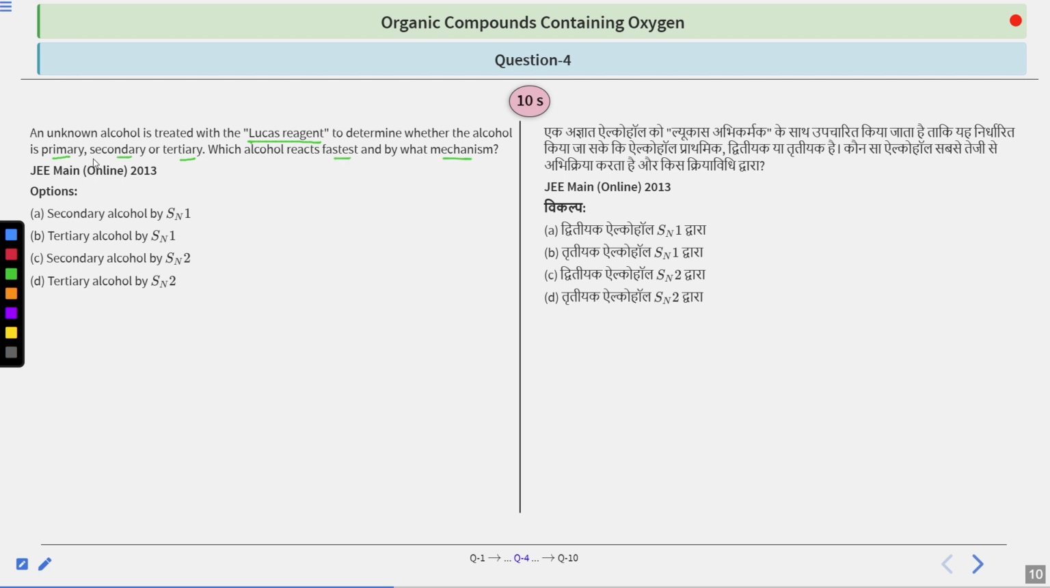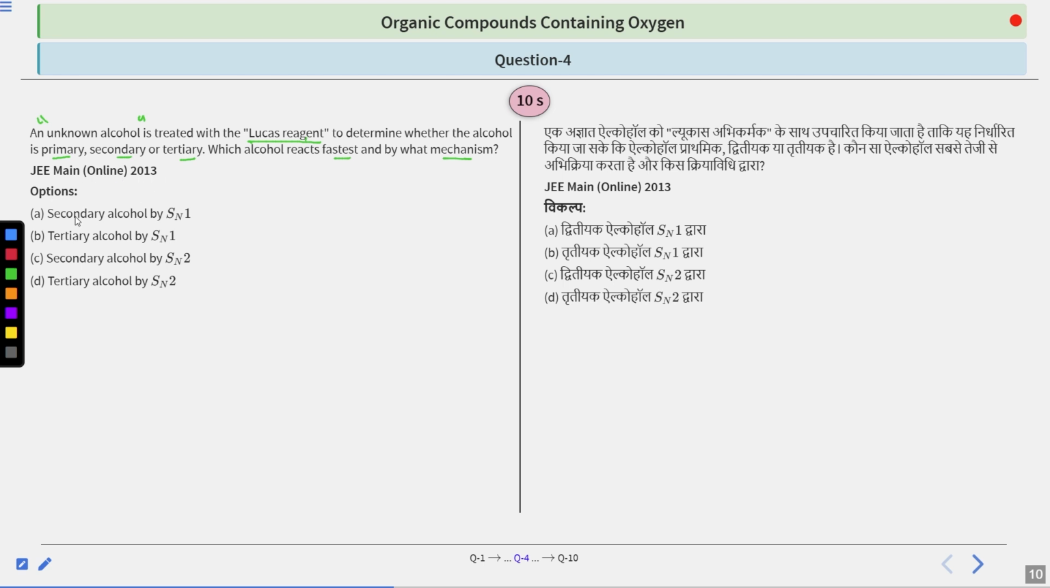So we are given that we take an unknown alcohol and treat it with Lucas reagent, which is zinc chloride with HCl, to determine whether the unknown alcohol is primary, secondary, or tertiary. You have to tell which alcohol reacts fastest and by what mechanism. This question appeared in JEE Mains in the online mode in 2013.